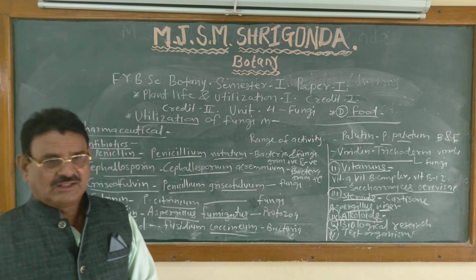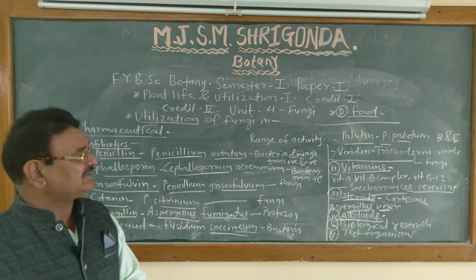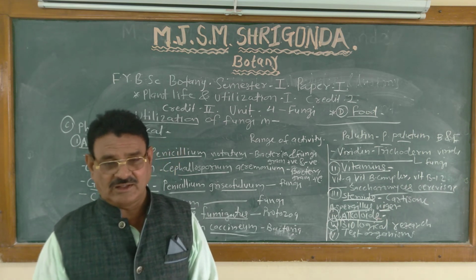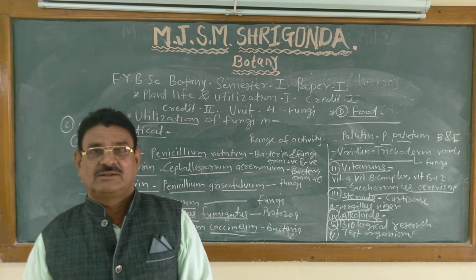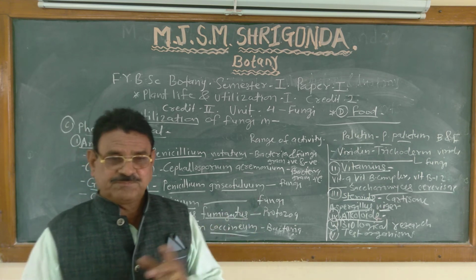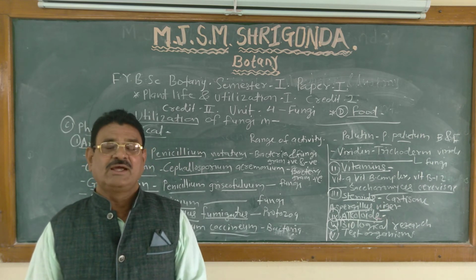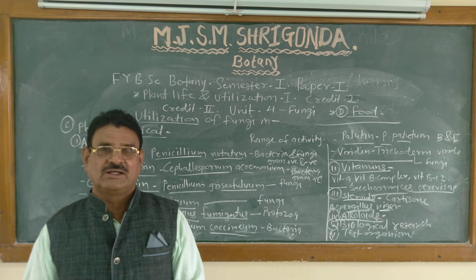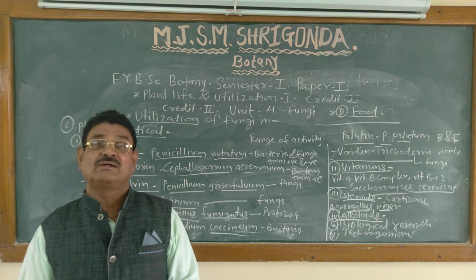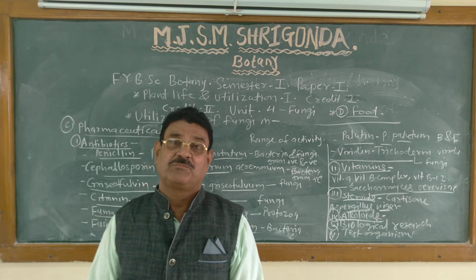Then alkaloids. Claviceps, this is ergot of bajra and ergot of rye. This fungus yields the alkaloid ergotin. This ergotin alkaloid is used for treatment of menstrual disorders and to check hemorrhage during childbirth, and this is an important alkaloid obtained from Claviceps pathogen.